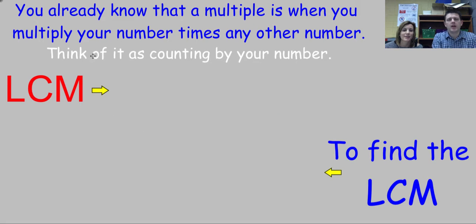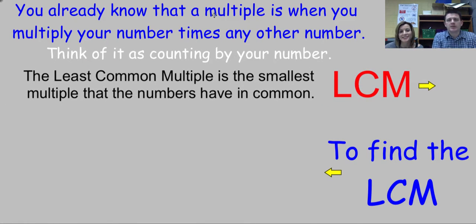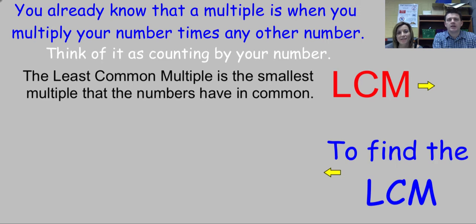All right. So we're going to use those multiples to find something called the LCM, the least common multiple. The least common multiple is the smallest multiple that they have in common. So as you're looking at multiples, think of your multiplication table. If you were to read across the 5 row in a multiplication table, those are all the multiples of 5. 5, 10, 15, 20.